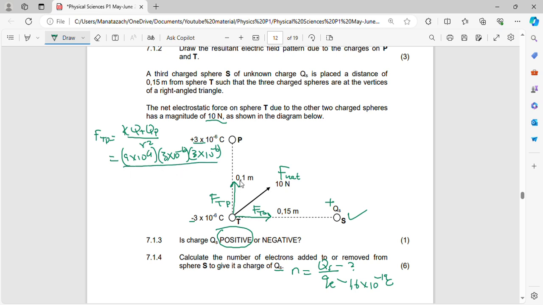Then the distance between P and T is 0,1. So write 0,1 here, squared. If I can use a calculator, 9 times 10 exponent 9 times 3 times 10 exponent minus 6 times 3 times 10 exponent minus 6. Then divide all of that by 0,1 squared. That gives me 8,1 Newton.